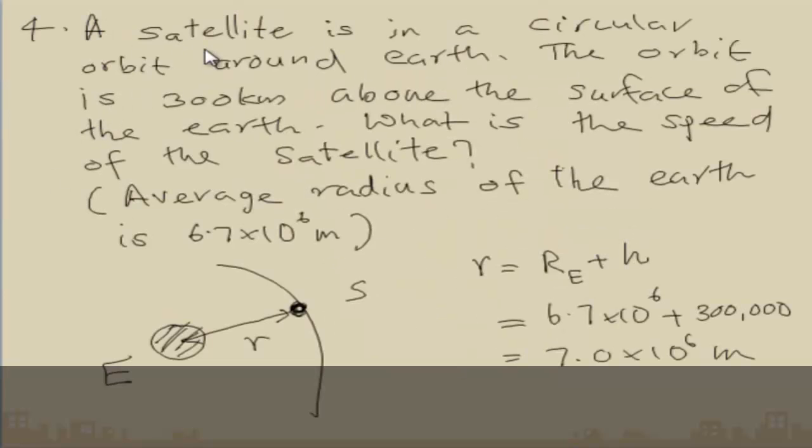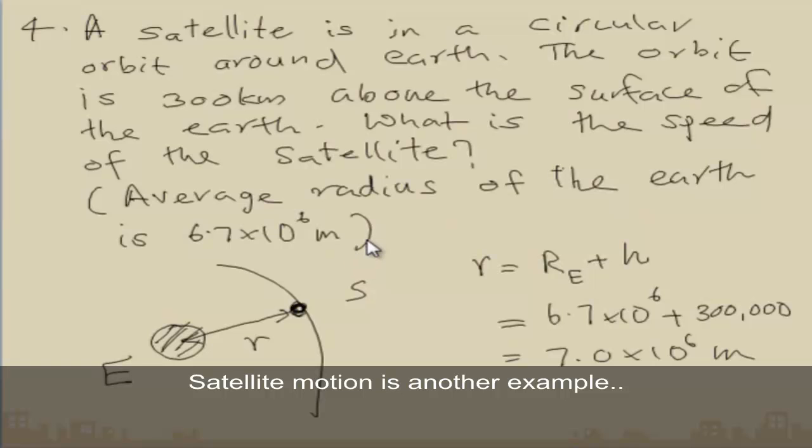Another example of circular motion is satellite motion. Some satellites are in circular orbit, so we can consider the motion of a satellite in a circular orbit. So this says a satellite is in a circular orbit around Earth. The orbit is 300 kilometers above the surface of the Earth. What is the speed of the satellite? Average radius of the Earth is 6.7 times 10 to the 6 meters.